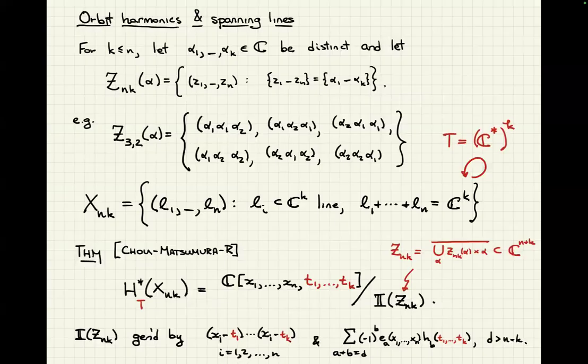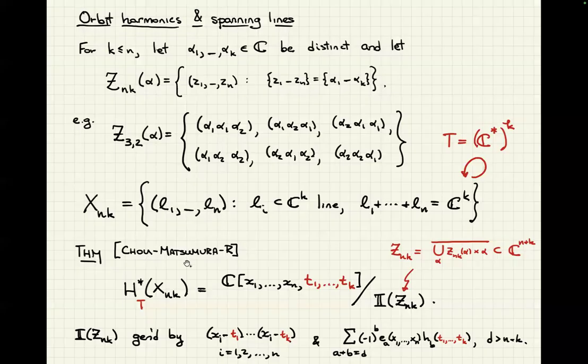And now we can play the same game, right? We can let Z_{n,k} be this kind of infinite locus obtained by putting all of our Z_{n,k}(alpha) together. It's sitting inside C^{n+k}, right? So we have an action of a torus of rank k on this set of spanning lines, right? It's just acting in the usual way on C^k.